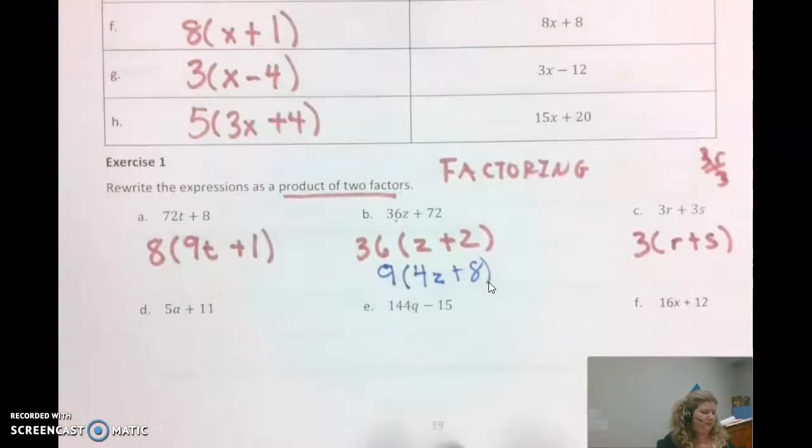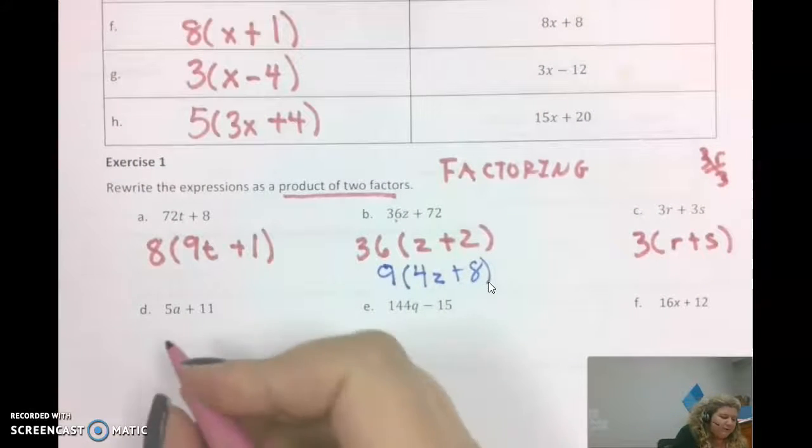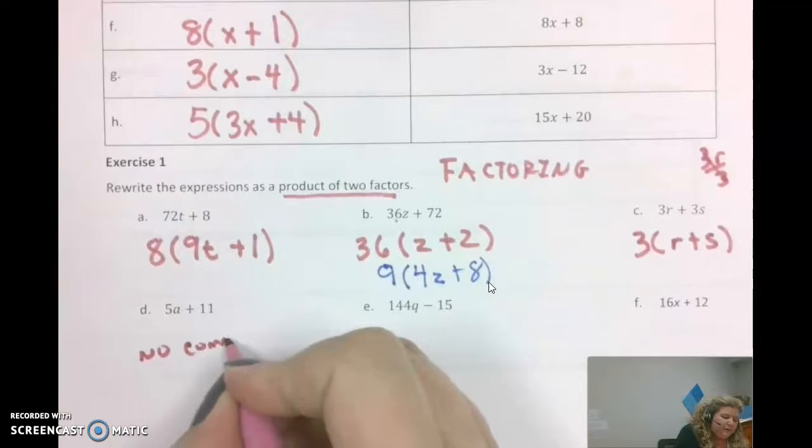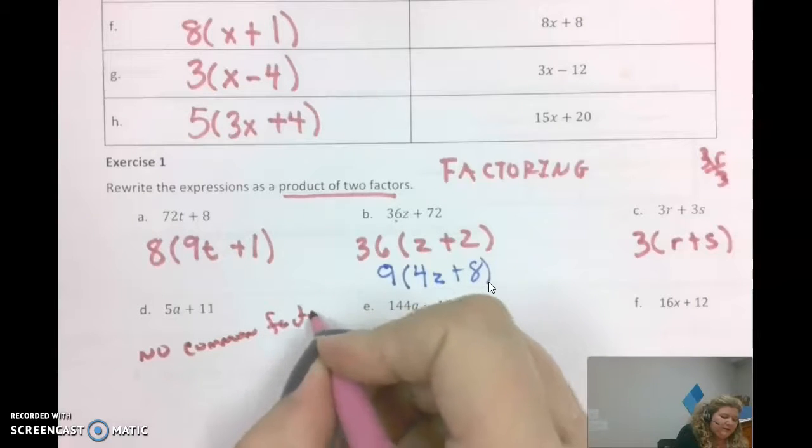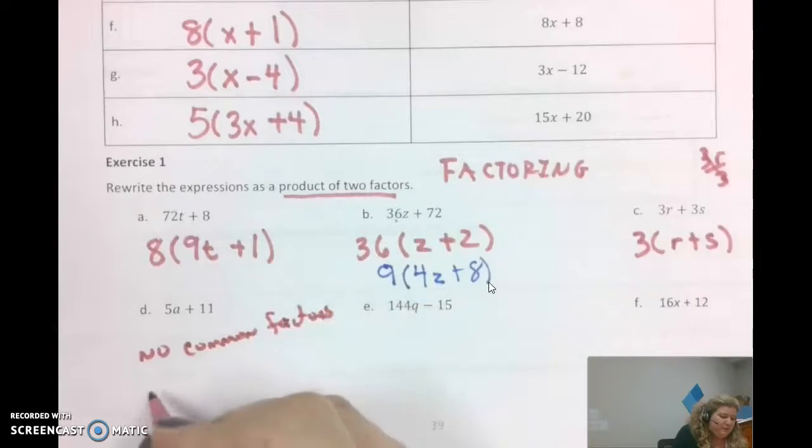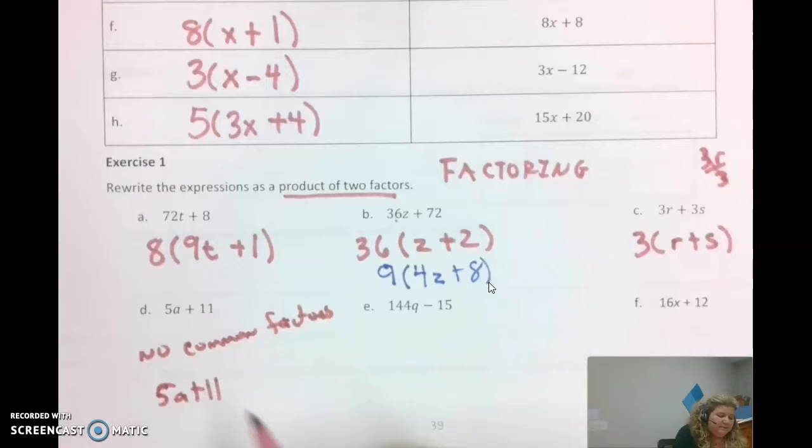Right. So here there are no common factors other than 1. So I'm just going to leave it as is. I guess I could factor out a 1. That's all that I can factor out.